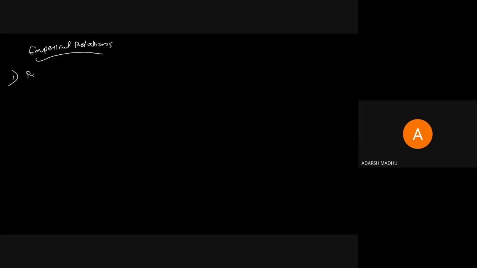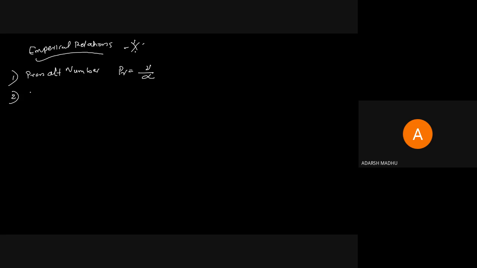First one is Prandtl number. Please write down this very important instruction. Prandtl number, PR equal to mu by alpha. Alpha is the thermal diffusivity. Mu is kinematic viscosity. It's a connection between velocity and temperature.